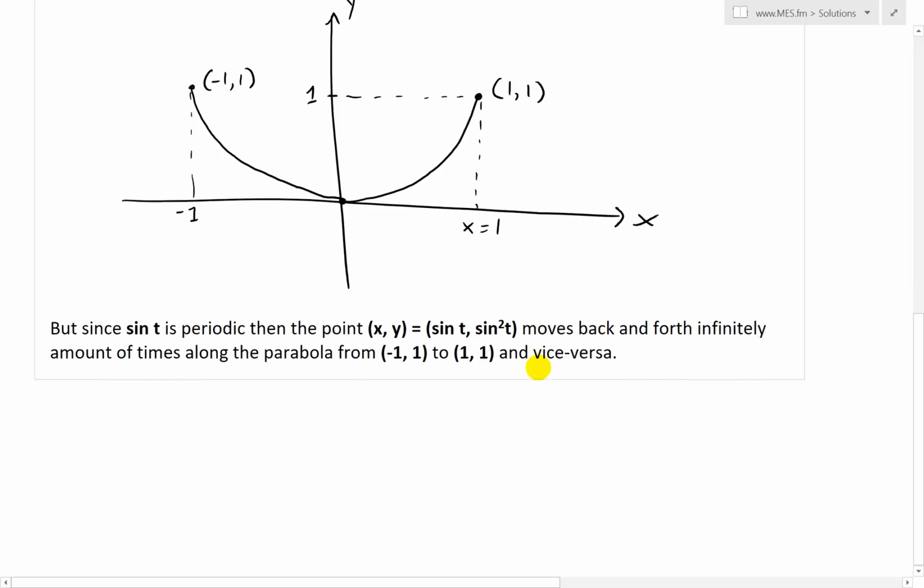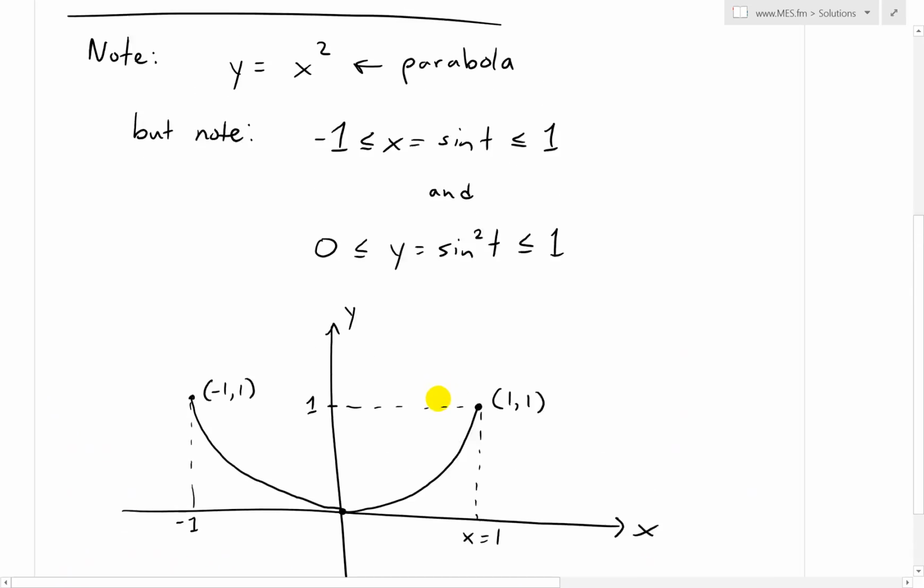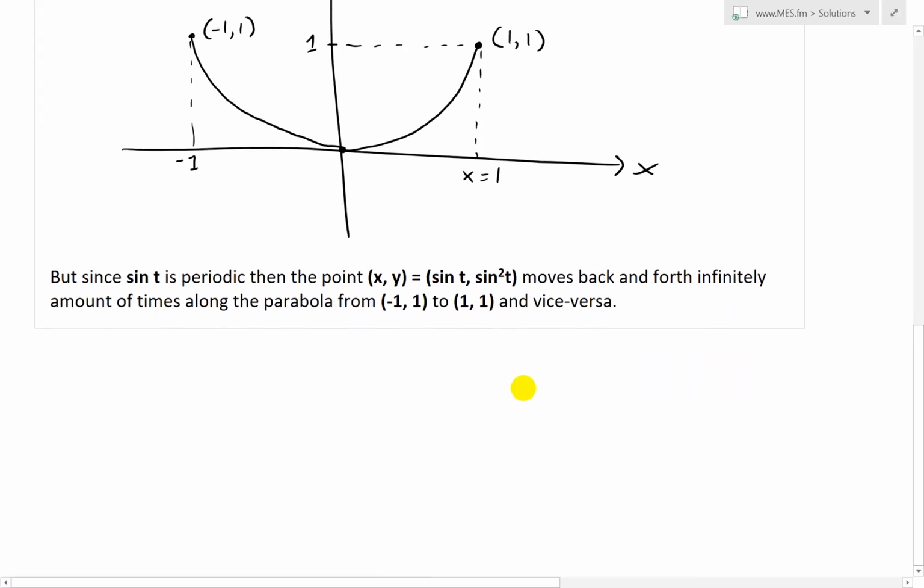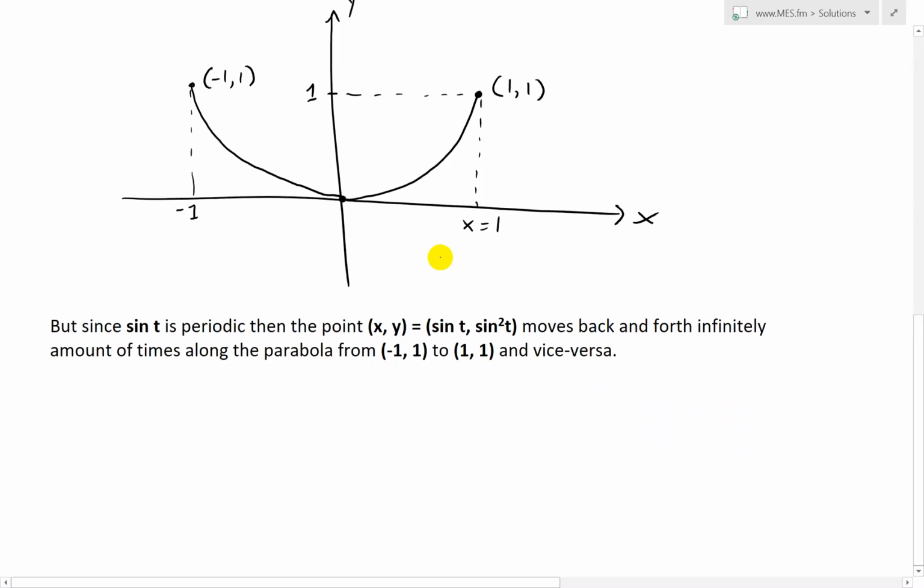But like I've gone over in my earlier videos, parametric equations don't just define a curve, they define how the curve is traced, by assuming there's a particle that moves across it. In this case, since sine of t is periodic, the point (x, y), in other words (sine of t, sine squared of t), moves back and forth an infinite number of times along the parabola, from the point (-1, 1) to the point (1, 1), and vice versa.